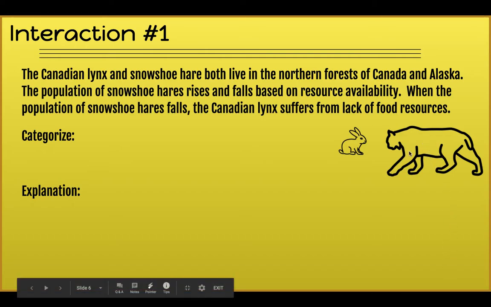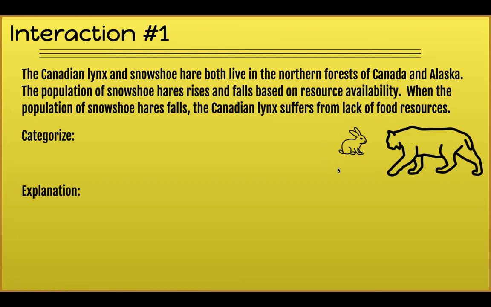If you said that the food resource is the snowshoe hare, then yes, you made the correct assumption. That is absolutely correct. So what does this tell you about the relationship between these two organisms? So if this is eating this, is that going to be a competitive relationship? Are they both competing for the same food, water, or shelter? No, right? The hare eats something completely different. The lynx eats the hare.